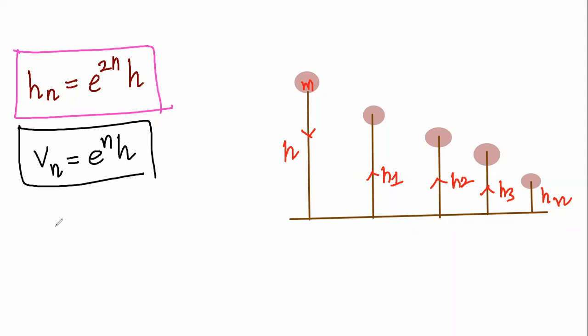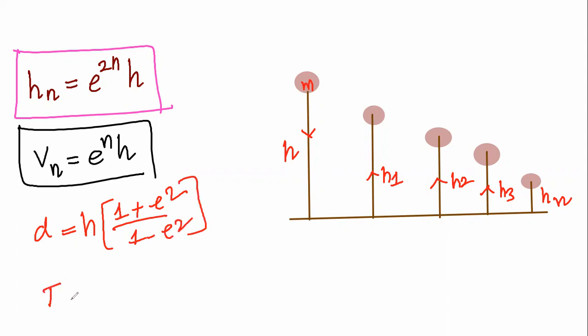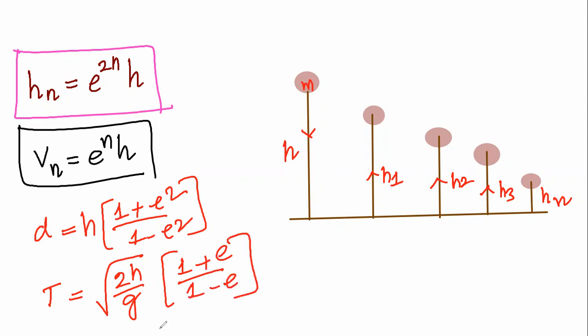Let us suppose d is the total distance covered by the sphere after n rebounds. So d is equal to h into (1 plus e squared) divided by (1 minus e squared). Then the total time taken for n rebounds: t is equal to the square root of 2h divided by g, into (1 plus e) divided by (1 minus e). This is the total time taken by the sphere for n rebounds.